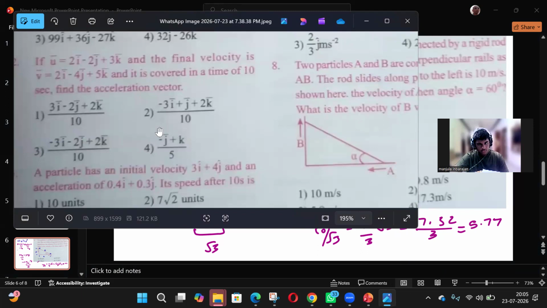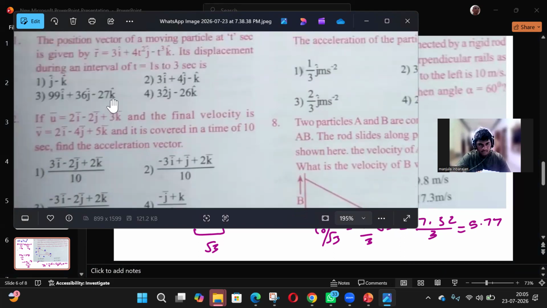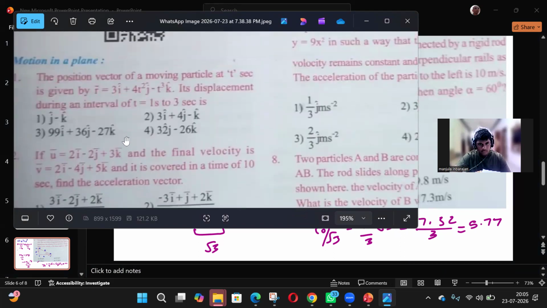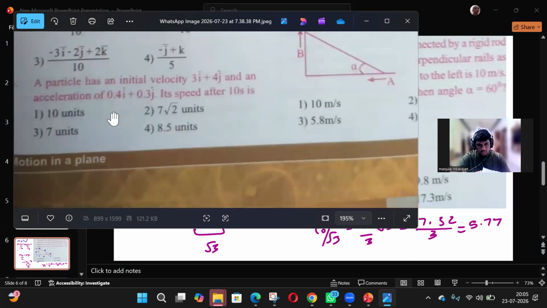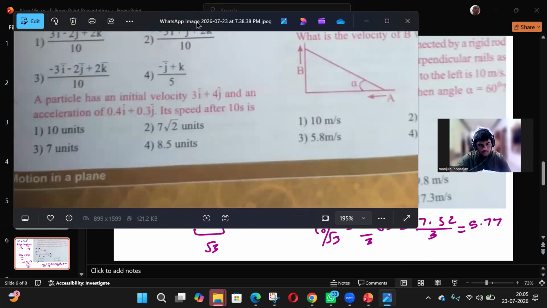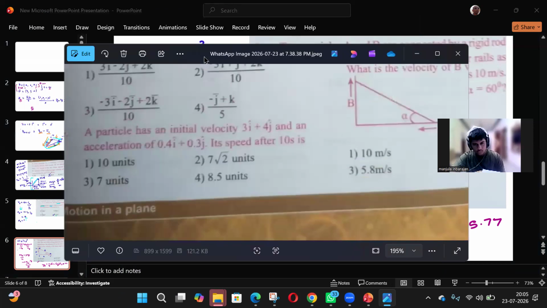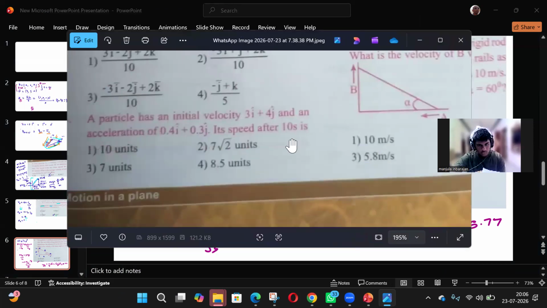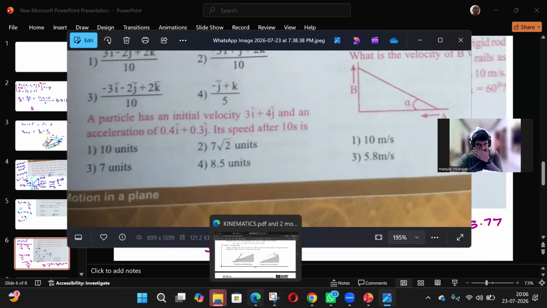So question number 2, you know, right? This acceleration is actually the average acceleration because the time interval is finite, 10 seconds. Okay, so all done. Any other question?